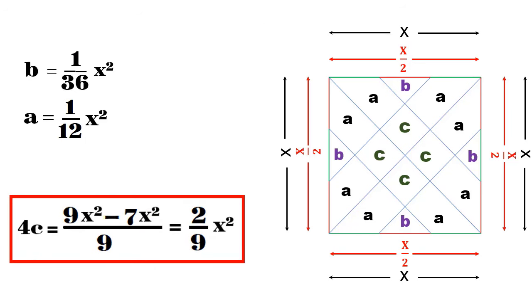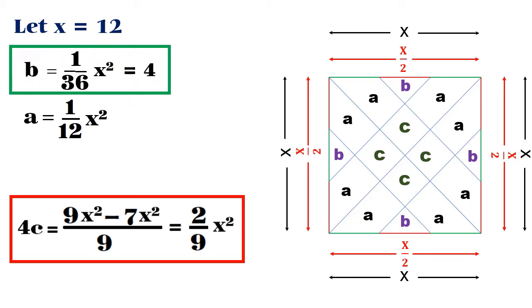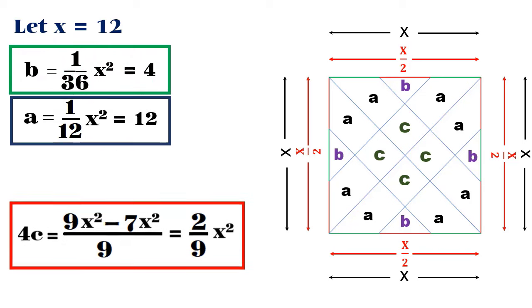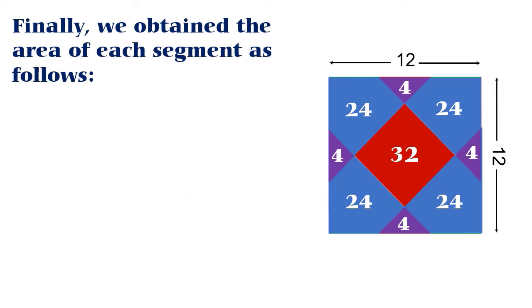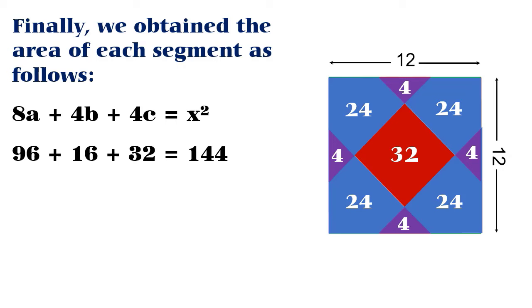Now let x is equal to 12, so B comes out to be 4, A comes out to be 12, and 4C comes out to be 32. So now we verify this using equation A. You know that 8A plus 4B plus 4C is equal to x square. So 96 plus 16 plus 32, that is equal to 144.